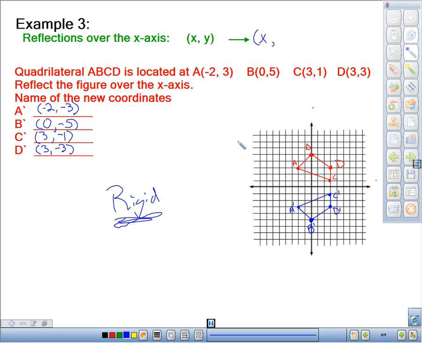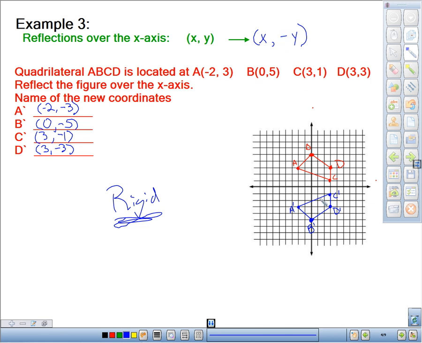Well, let's look at the y's, see how they changed. 3, 5, 1, and 3. -3, -5, -1 and -3. They're opposites. These are all positive. These are all negative. So we'll write this in as the opposite of y. Now, at first you might think, what do you mean the opposite of y? That looks like negative y to me. Well, here's the deal. We don't want to view this as being negative. We want to view it as an opposite.